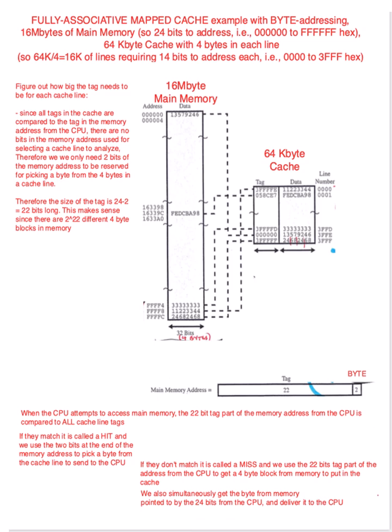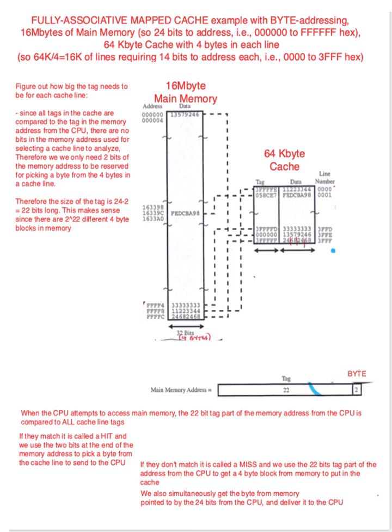However, if it's a miss, we didn't have what we needed in the cache. If they don't match, it's called a cache miss, and we use the 22-bit tag part of the address from the CPU to get the 4-byte block from memory and put it in the cache. So we're replacing. I haven't talked yet about what we're kicking out of the cache. That's a whole different thing, the replacement algorithm. But just on these mapping examples, we've kicked something out of the cache and we're putting something new in because we've had a miss.